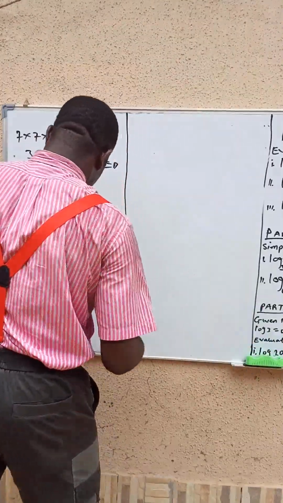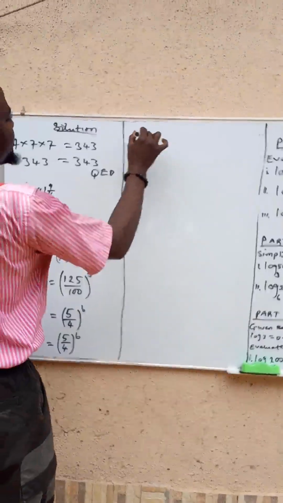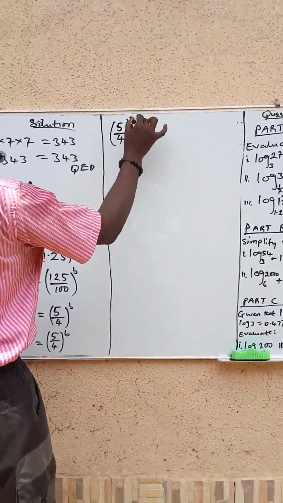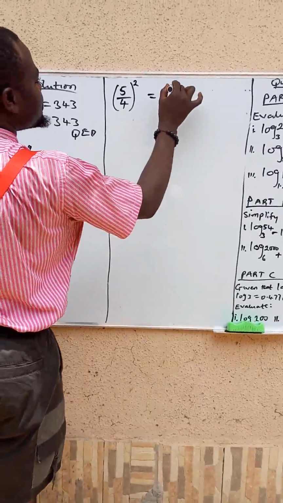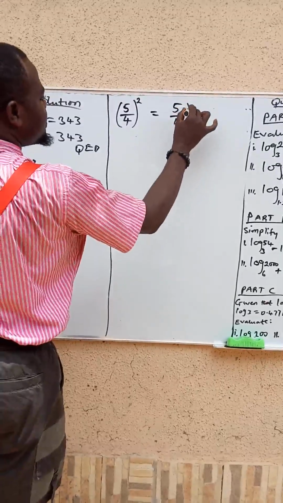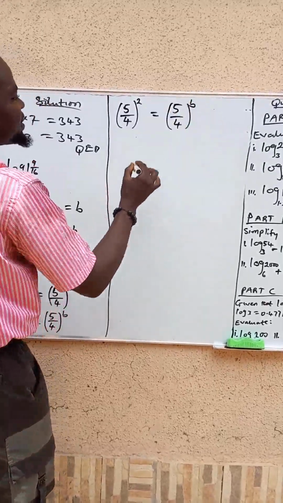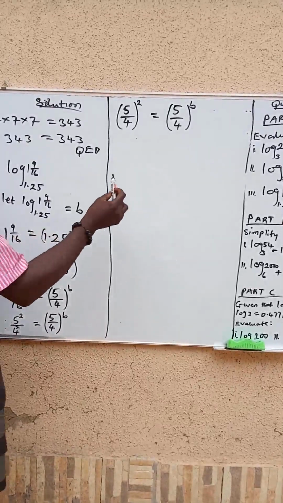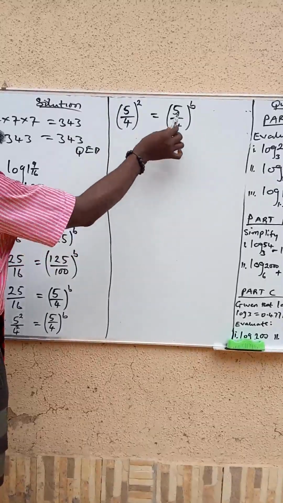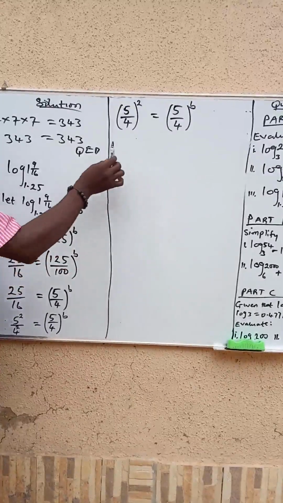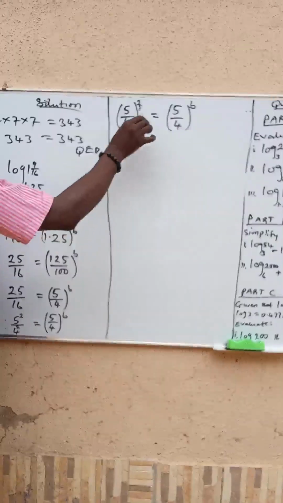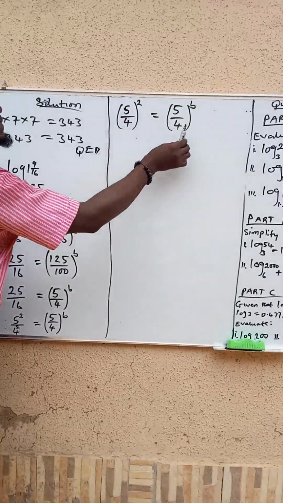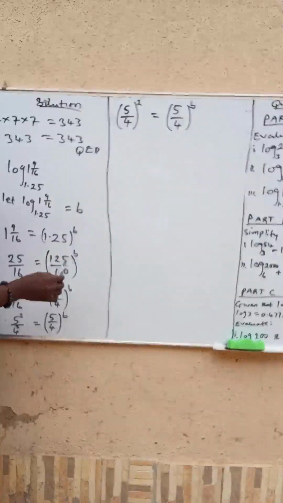That is 5 over 4 raised to the power of 2 will now be 5 over 4 raised to the power of b. So if you're having it like this, you can agree with me that 5 over 4 is the same thing as 5 over 4. That means they have the same base but different powers. Since the bases are the same, we equate the powers.